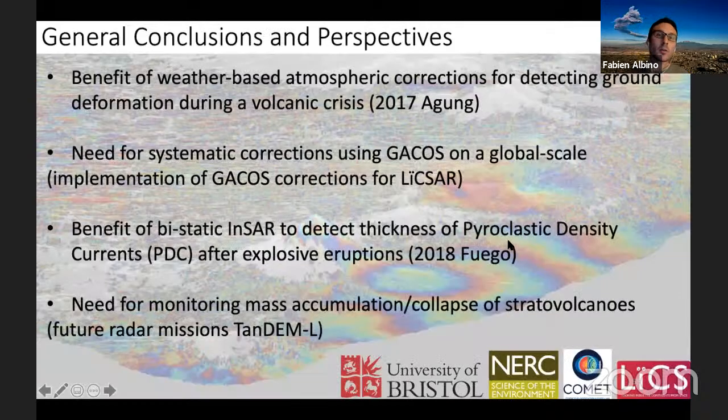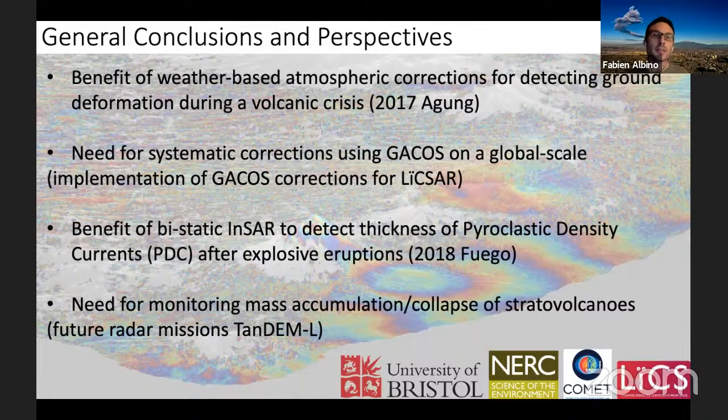For the general conclusion and perspective, I show here the benefit of weather-based atmospheric correction for detecting ground deformation for the volcanic crisis of Agung. There is a need for systematic correction using weather models on the global scale, with the implementation, for example, of GACOS correction for the InSAR automatic processing. It's something we are working on.